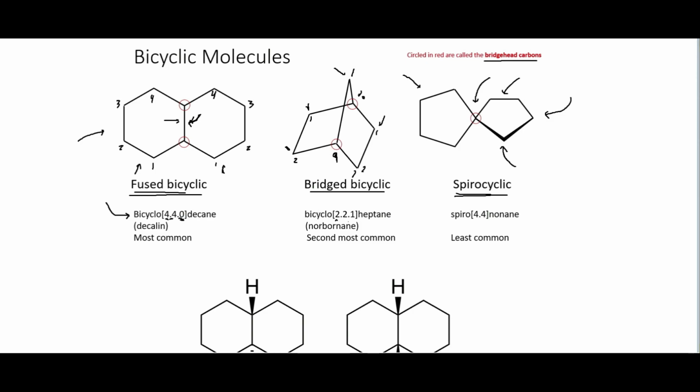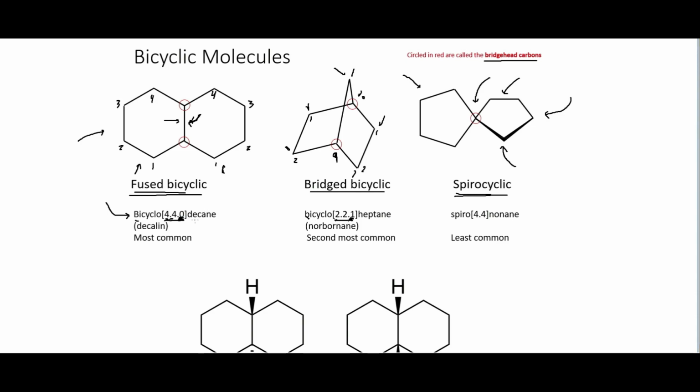And so we always just use this bicyclo here, and then it's the numbers in these square brackets that will let us know whether it's a fused bicyclic, because that will have this 0 here, or if it's the bridged bicyclic, because that will have a non-zero right there for that third number.